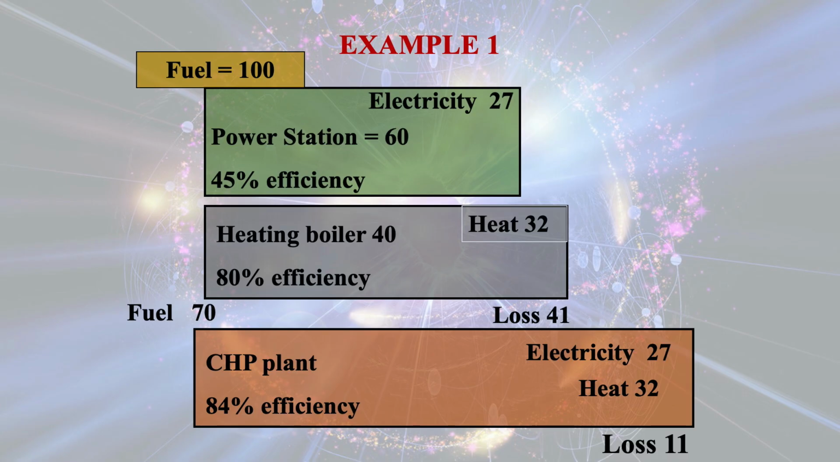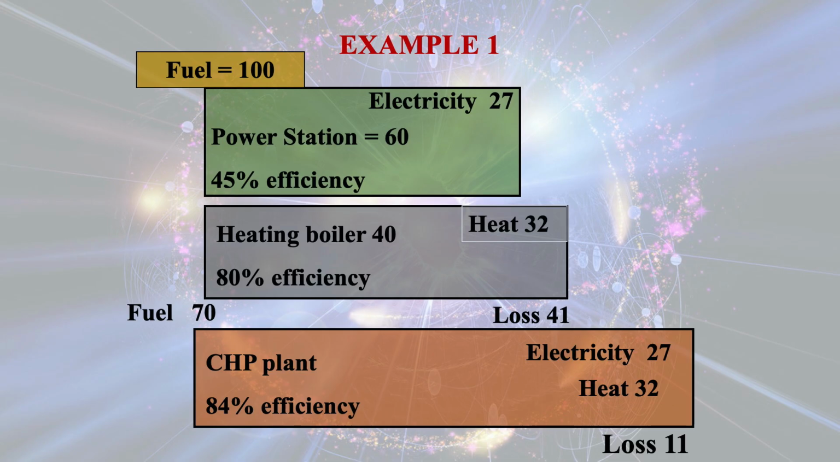Suppose we have the energy from the fuel as 100 units. Out of 100 units of energy available, 60 units of energy will be used for the power system whose efficiency is 45%, and 40 units we will use for heating in boiler, and the boiler efficiency is 80%.